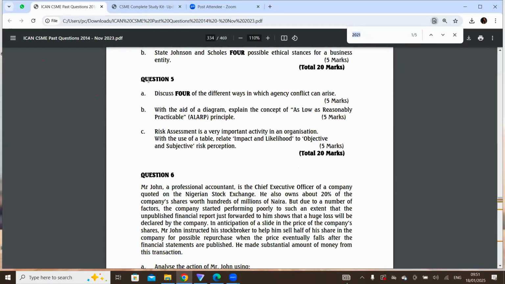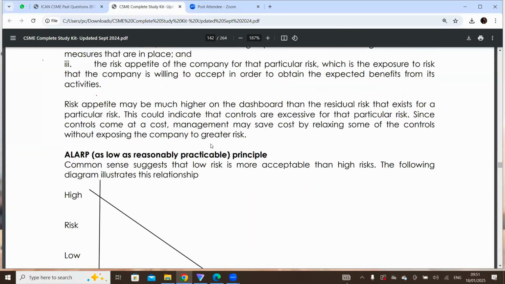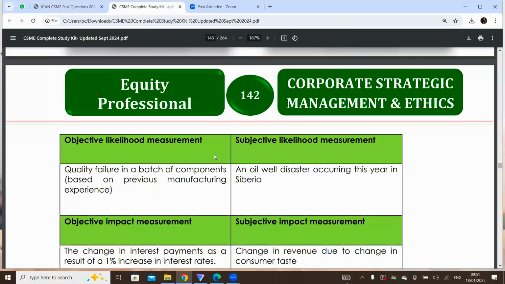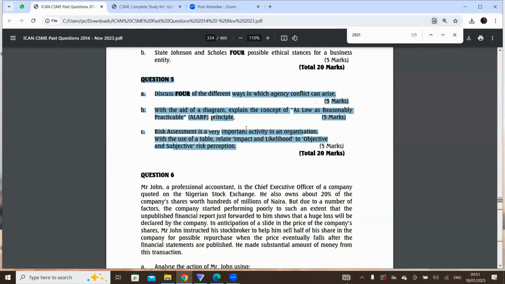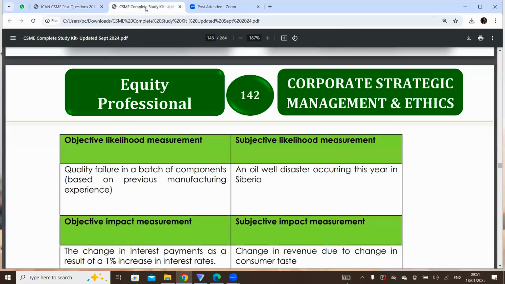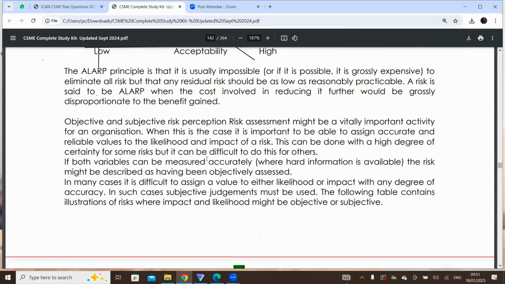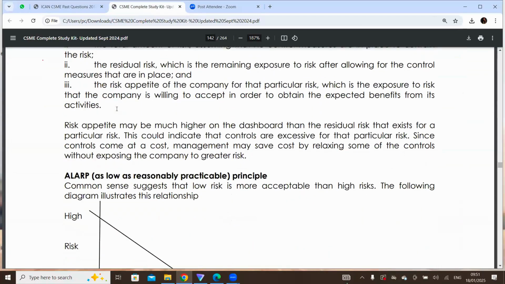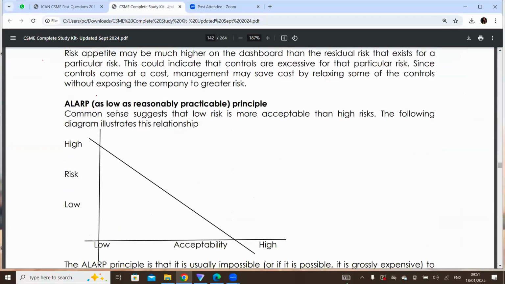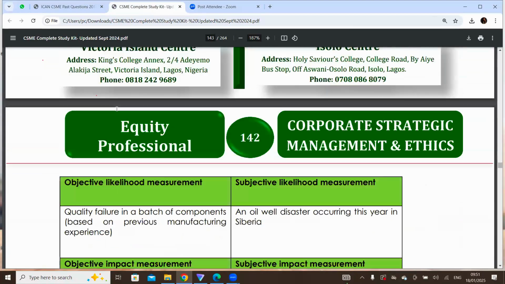Can you see the repeated questions? You see that this question came out in November after coming out in May. Do you notice exactly? They asked them ALARP. They asked them the impact and likelihood of risks. This is ALARP, and this is the impact and likelihood of risks, objective and subjective risks. We're going to do it next week. I don't know, should we do it next week or should we even come back to do it now? What do you guys think?